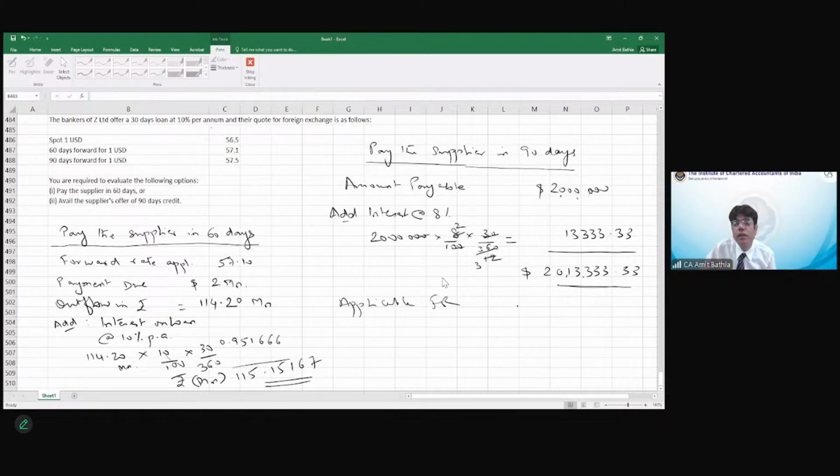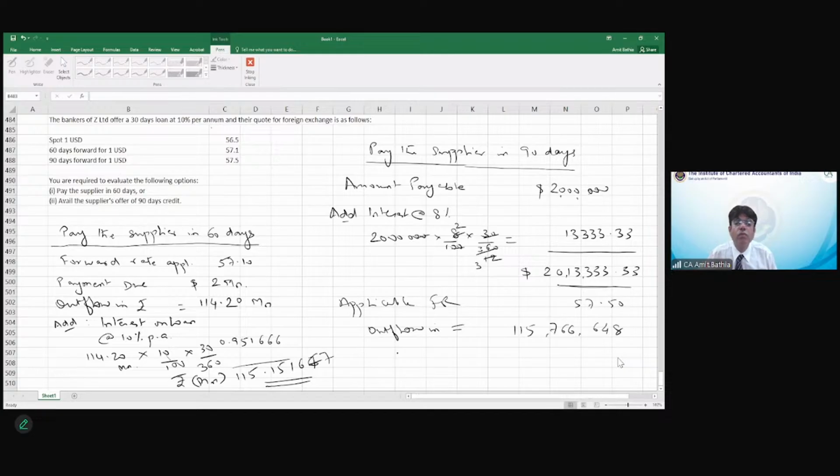Applicable forward rate, which will be how much? 57.5. So, outflow in rupee terms will be how much? 2013 into 57.50. How much will be the outflow? It is 115,766,648. So earlier we had 115,151,667.